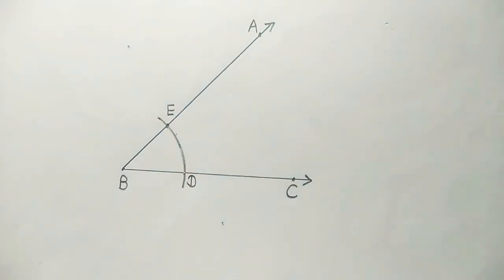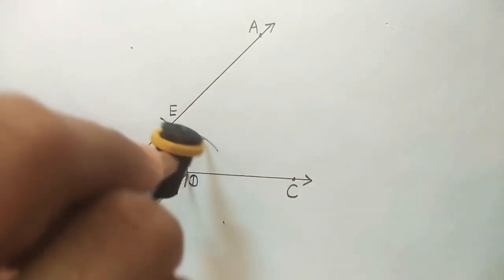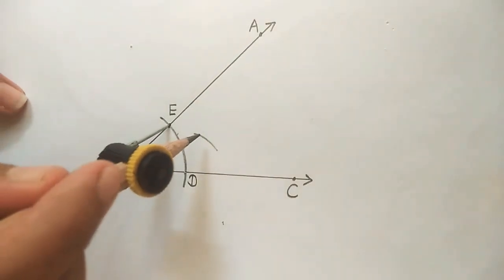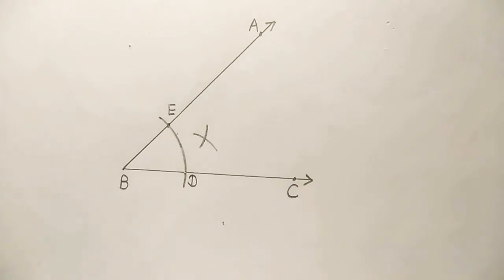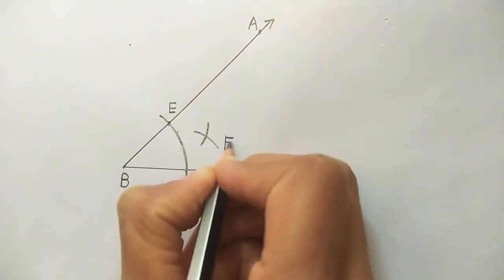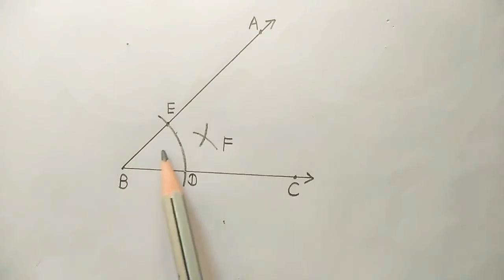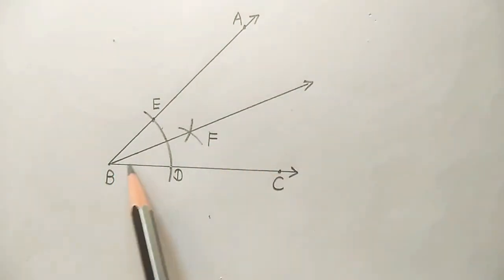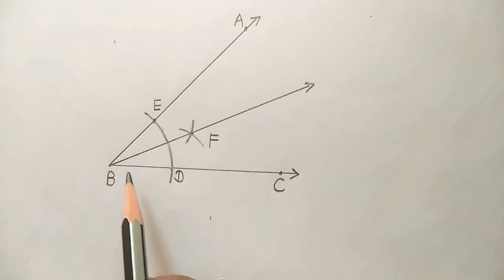So this much radius I am taking, and keeping D as a center, first we will draw an arc. Keep this in mind that both the arcs should intersect. Now keeping E as a center, we will draw an arc. So this is E and I am drawing an arc. This way both the arcs will intersect. And this point of intersection we will name as F. Now we will draw a ray from B which is passing through this intersection of arcs. So this is the ray BF. This is the intersection point F. So this is the bisector of the angle.